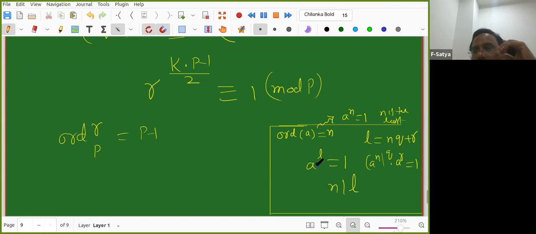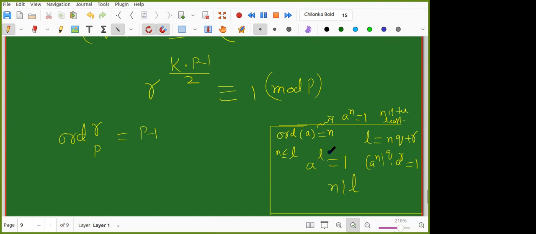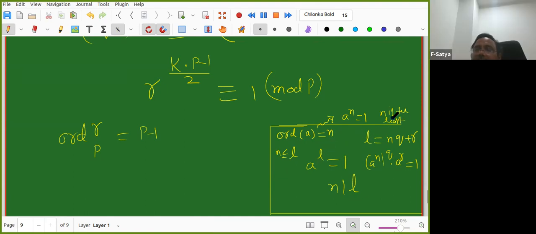Now a power l equal to 1. By this I already know that n is less than or equal to l, because n is the least. But I am not happy with only n less than or equal to l. My goal is to show that n divides l. For that, I come to the division algorithm: l is equal to nq plus r. I divide l by n and get some remainder.